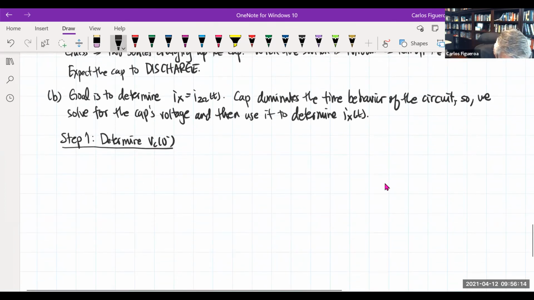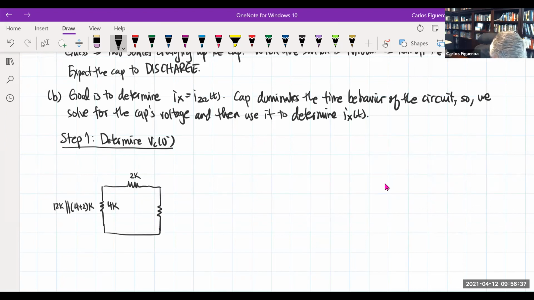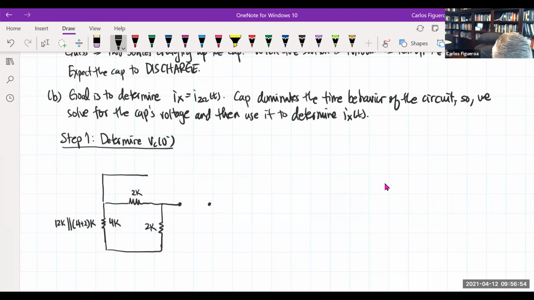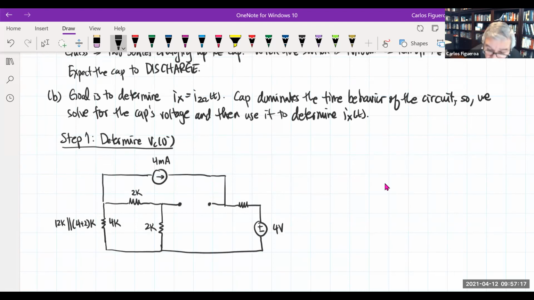So after the switch is thrown, I combined this resistor right here. This is a 4K, but this is really a 12K parallel to a 4 plus a 2K. And that's how I get the 4K. Then I have a 2K. And then I have another 2K. And then my cap here is going to be open. And then I'm going to move this down a little bit because I have a current source that I got to put up there. So then I have my current source that's coming in. And this guy's a 4 milliamp. And this guy's going to connect over here. And then I have a 2K here. And then I have my 4 volt source here. And here I have 4 volts. This is 2K right here.